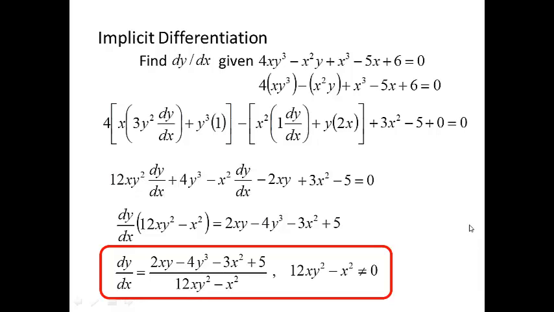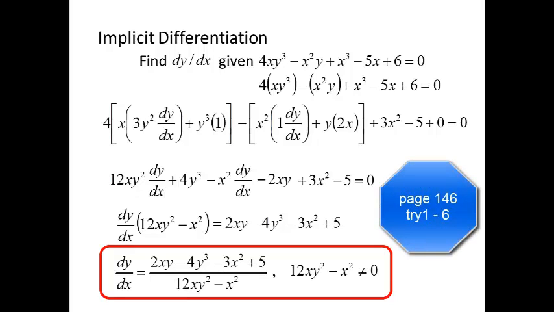All right? Good job. You're welcome to look in this section with implicit differentiation in your textbook. And I'll put the page number right here when I compress this video. Okay? All right.